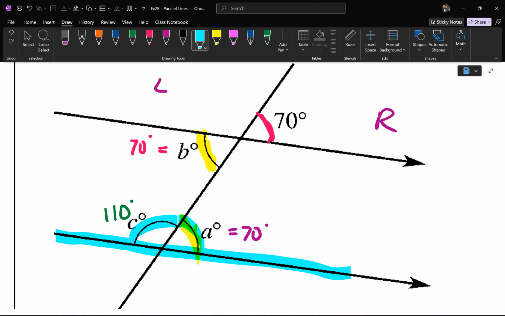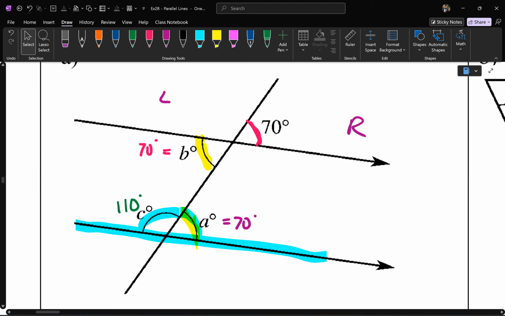Okay, so that's what I mean. If you can't identify, you can't solve. You have to be able to identify them correctly, then you can solve them correctly. Cool? That's what today's lesson is.